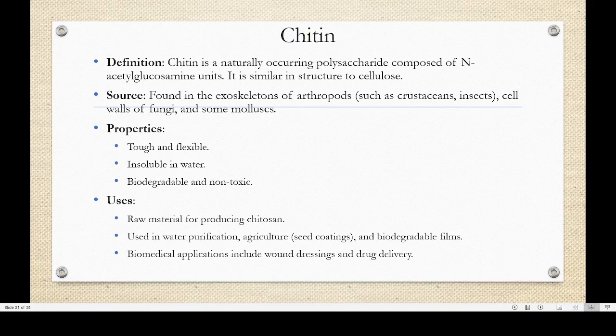Then it is also used in wound healing, as a wound dressing, etc. And also for drug delivery purposes. Very small molecules of drug can be attached to chitin particles and can be injected into the body, or you can take them orally. So these are some of the applications of chitin in the biological world.